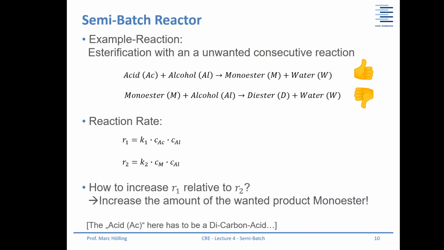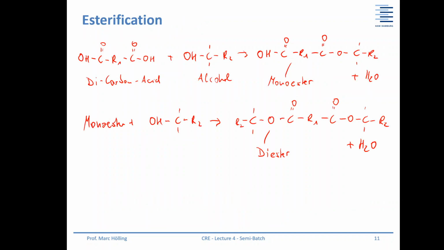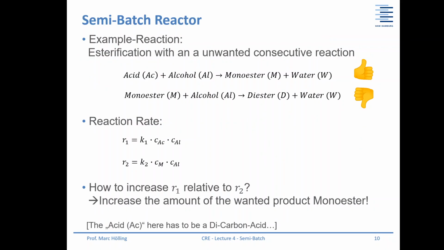Hope you remember this from your chemistry lectures, but you don't want to write it down in a very complex way. So we just write here the short version: AC plus AL gives M plus W, and M plus AL gives D plus W. And yes, what we want to have is this monoester.